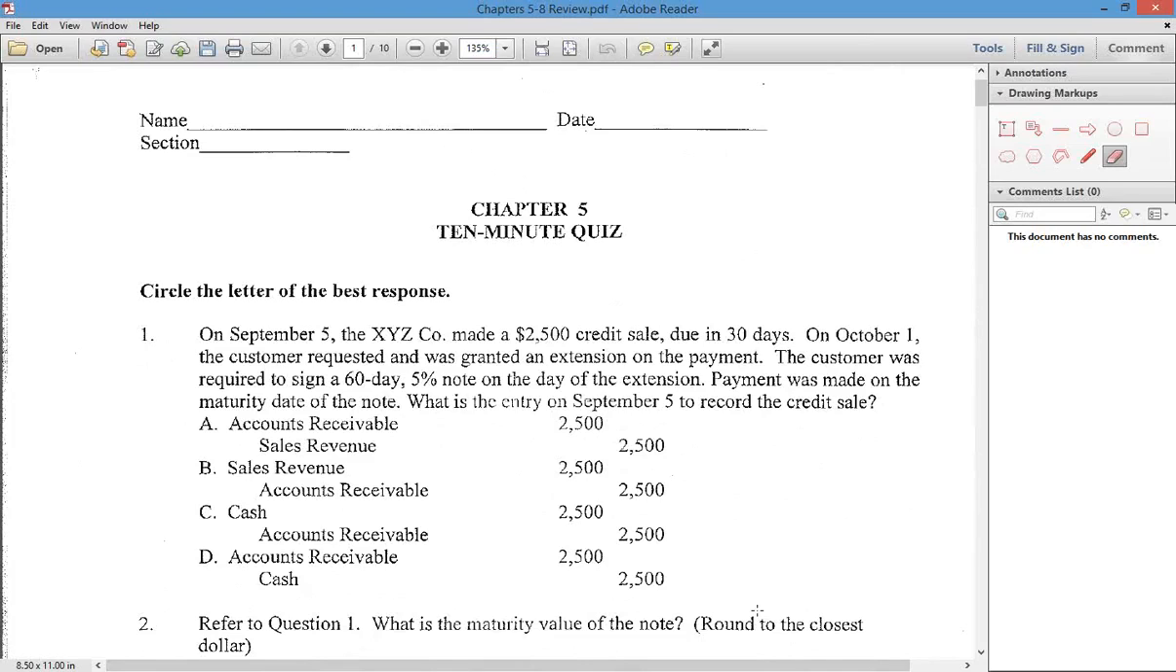If we're using the balance sheet approach or the aging of receivables, then we would go through the whole process of doing an aging. We would look at each individual invoice that's within our company. There's an example of an aging on page 262 in your textbook.